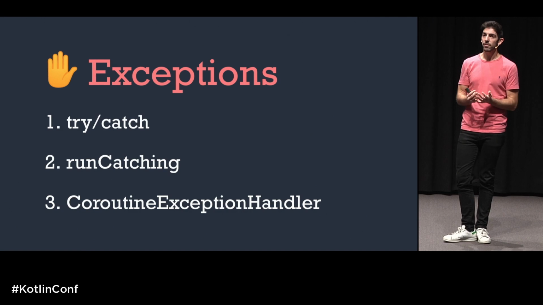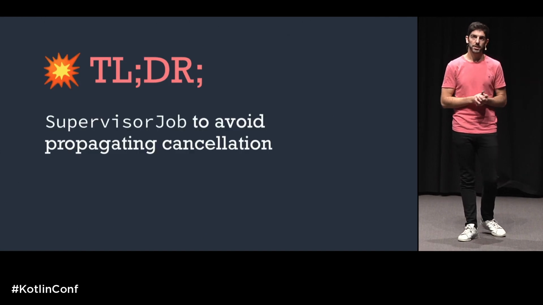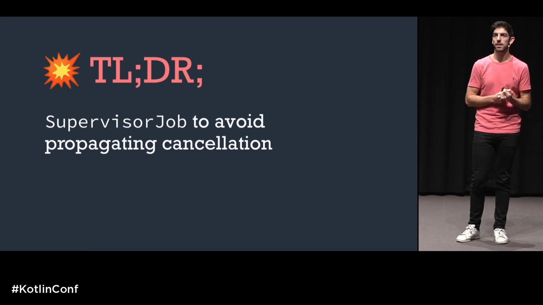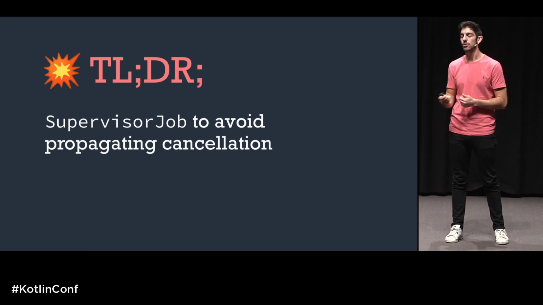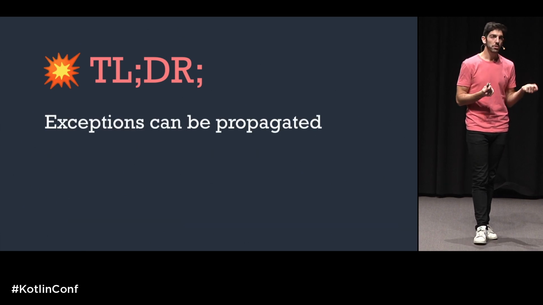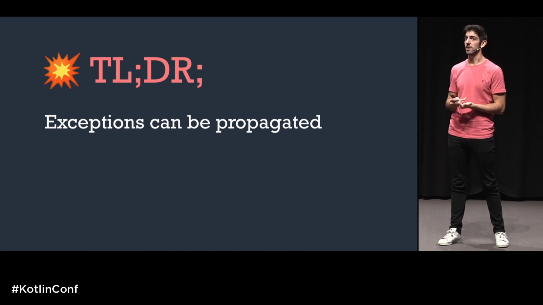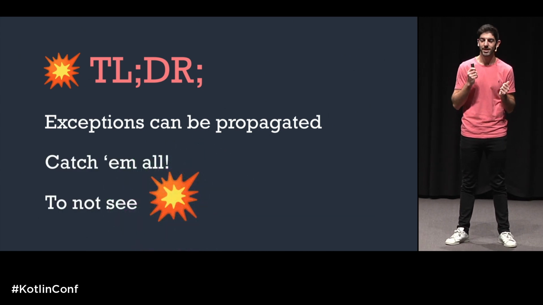So these are the different ways you can handle exceptions with coroutines. And TLDR here, use SupervisorJob to avoid propagating the cancellation up and down, when it makes sense, of course, for the use case, and not use the job otherwise. You know now that uncaught exceptions are always going to be propagated, so catch them all to not see fireworks.